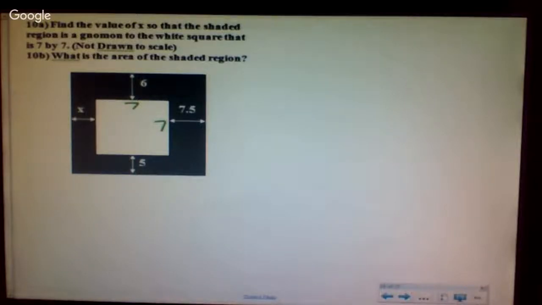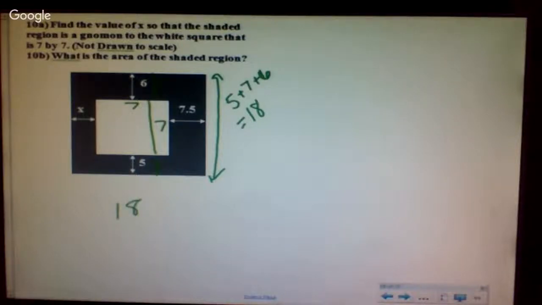What is this square? How do I find this side? Oh, you know what? You can just add the 6 and 5 to the 7. This side is 5 plus 7 plus 6, which makes it 18. So this is 18. And that makes the other side 18. But hold up, they said find the value of x, so I need to find the value of x.